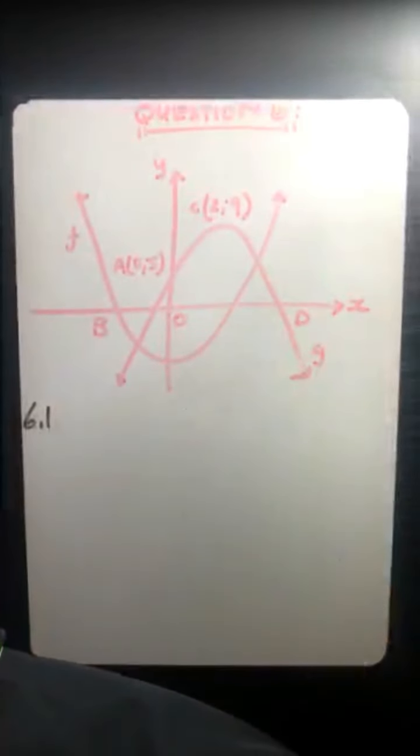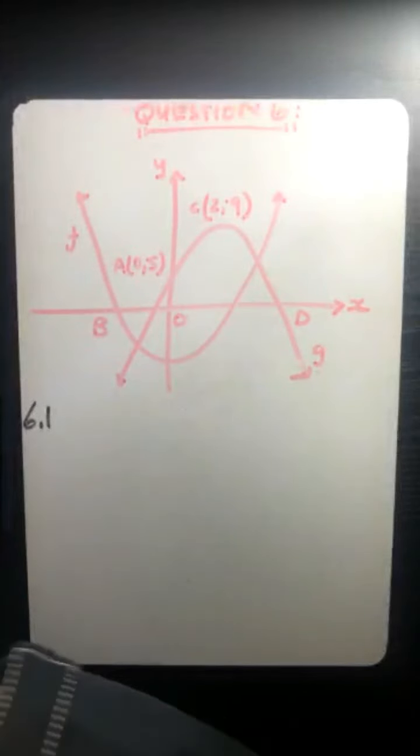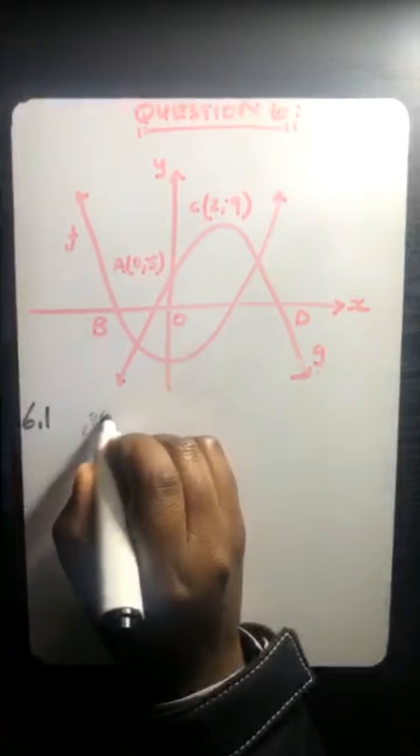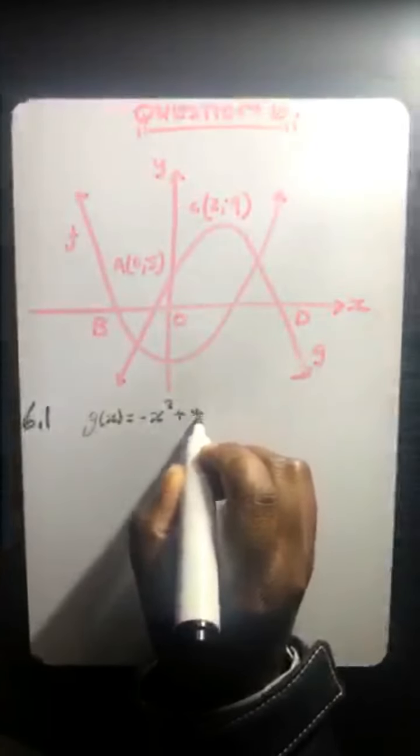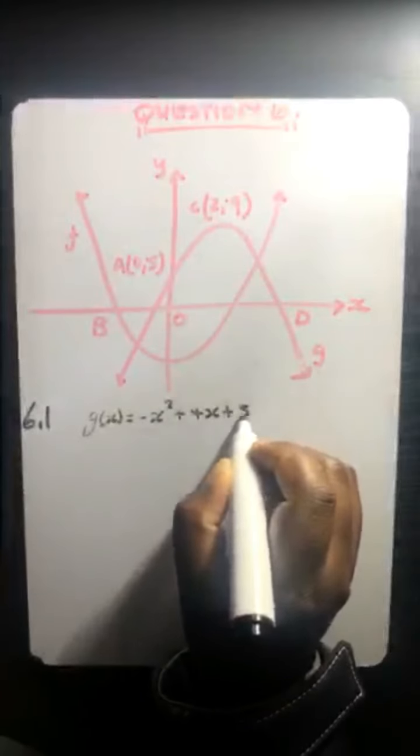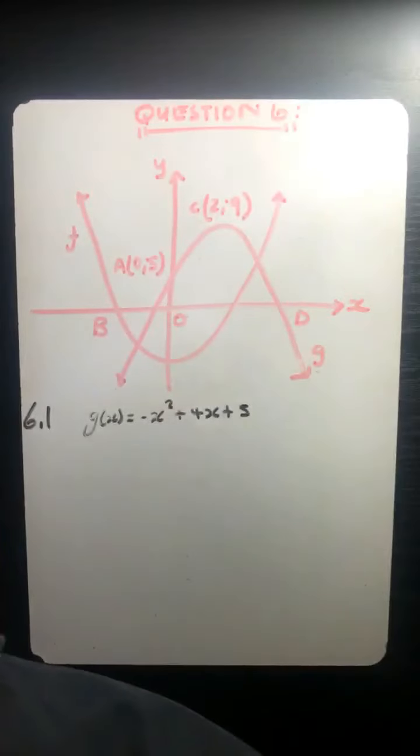Okay. Question 6.1, which is allocated 4 marks, says show that g of x is equal to negative x squared plus 4x plus 5. So we need to show that g of x is actually equal to negative x squared plus 4x plus 5. That's what we need to show.